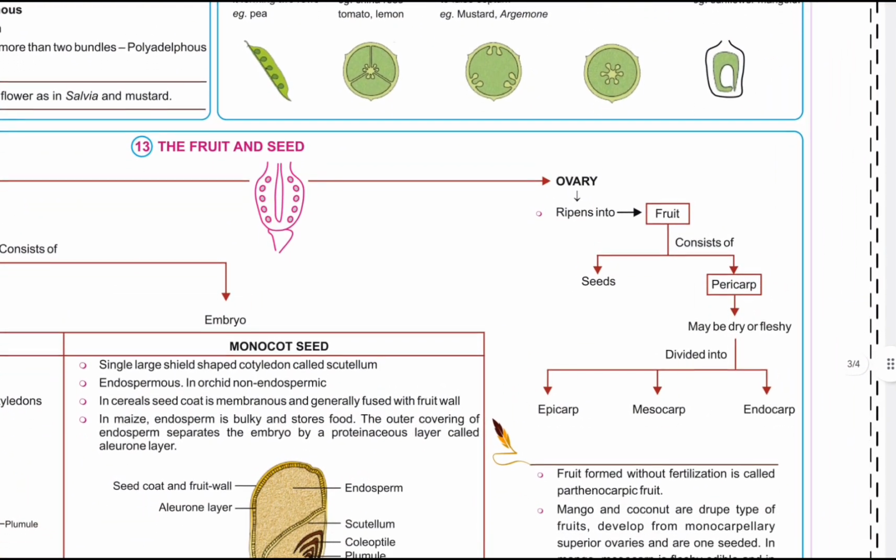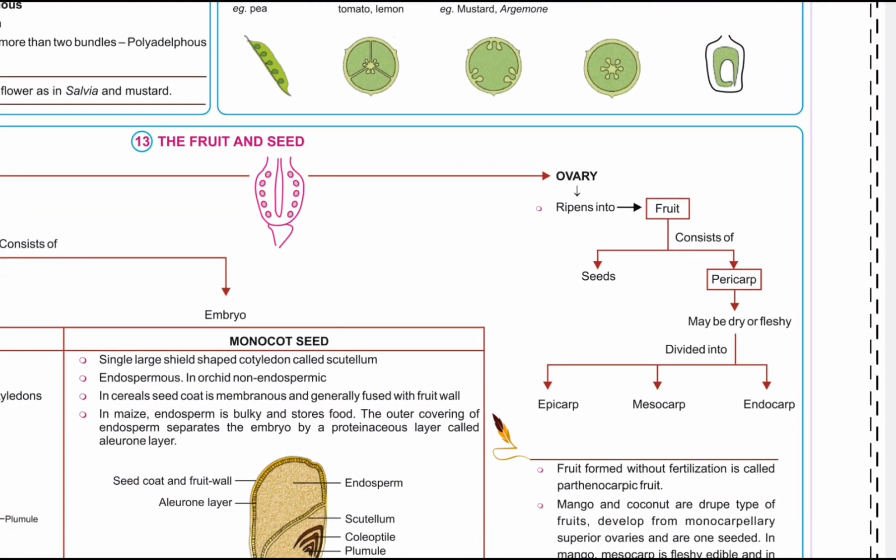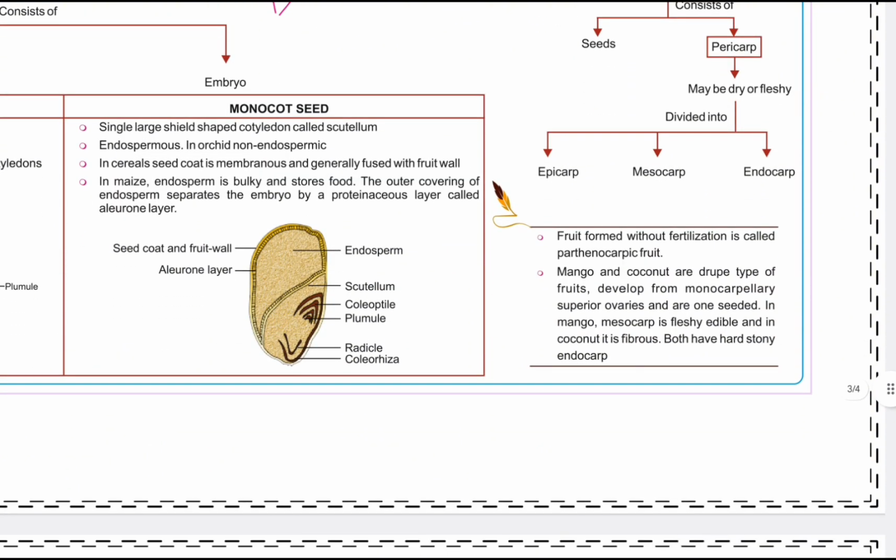The ovary ripens into fruit. It consists of seeds and pericarp. The pericarp may be dry or fleshy. It is divided into epicarp, mesocarp and endocarp. A fruit formed without fertilization is called a parthenocarpic fruit. Mango and coconut are drupe type fruits developed from monocarpellary superior ovaries and are one-seeded. In mango, the mesocarp is fleshy and edible, and in coconut it is fibrous. Both have a hard stony endocarp.